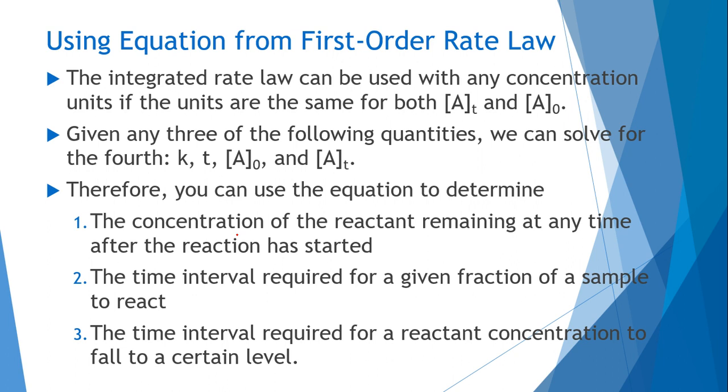And three that your book specifically mentions is it allows you to determine the concentration of a reactant remaining at any time after the reaction has started, the time interval needed for a fraction of a sample to react. So, how much time is needed for a reaction to even occur? And then the third thing is the time interval required for a reactant concentration to fall to a certain level. So, when is my reactant concentration lowered all the way to 0.1?